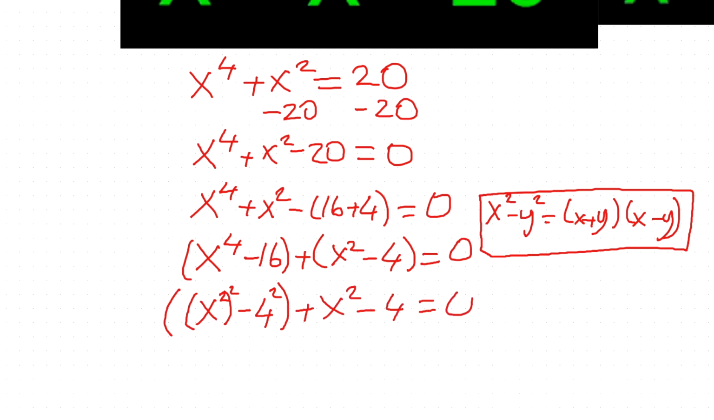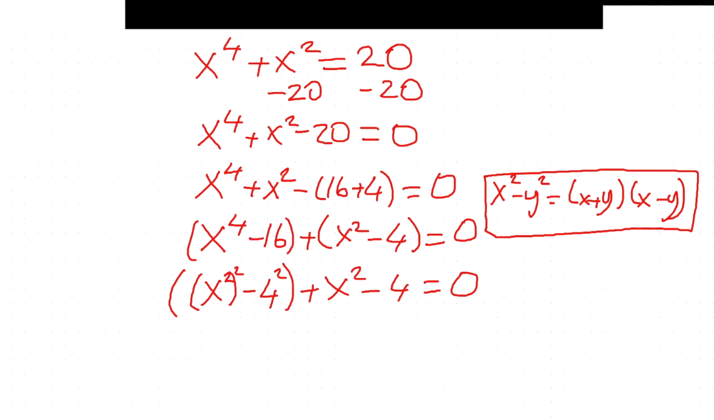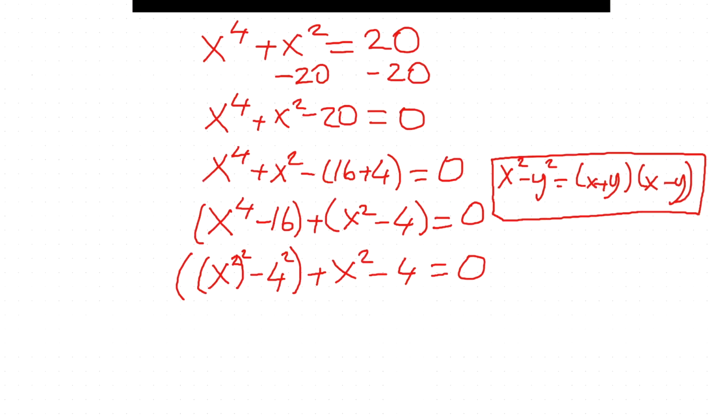I can hear some of you saying, why didn't you write x squared minus 4 as x plus 2 and x minus 2 yet? On purpose, I'm waiting on that. On this part of the problem, I'm going to continue with a different color of pen to show you this is a really important point for our solution. If you do the difference of two squares here, it's going to become x squared plus 4 times x squared minus 4, plus x squared minus 4 is equal to 0.